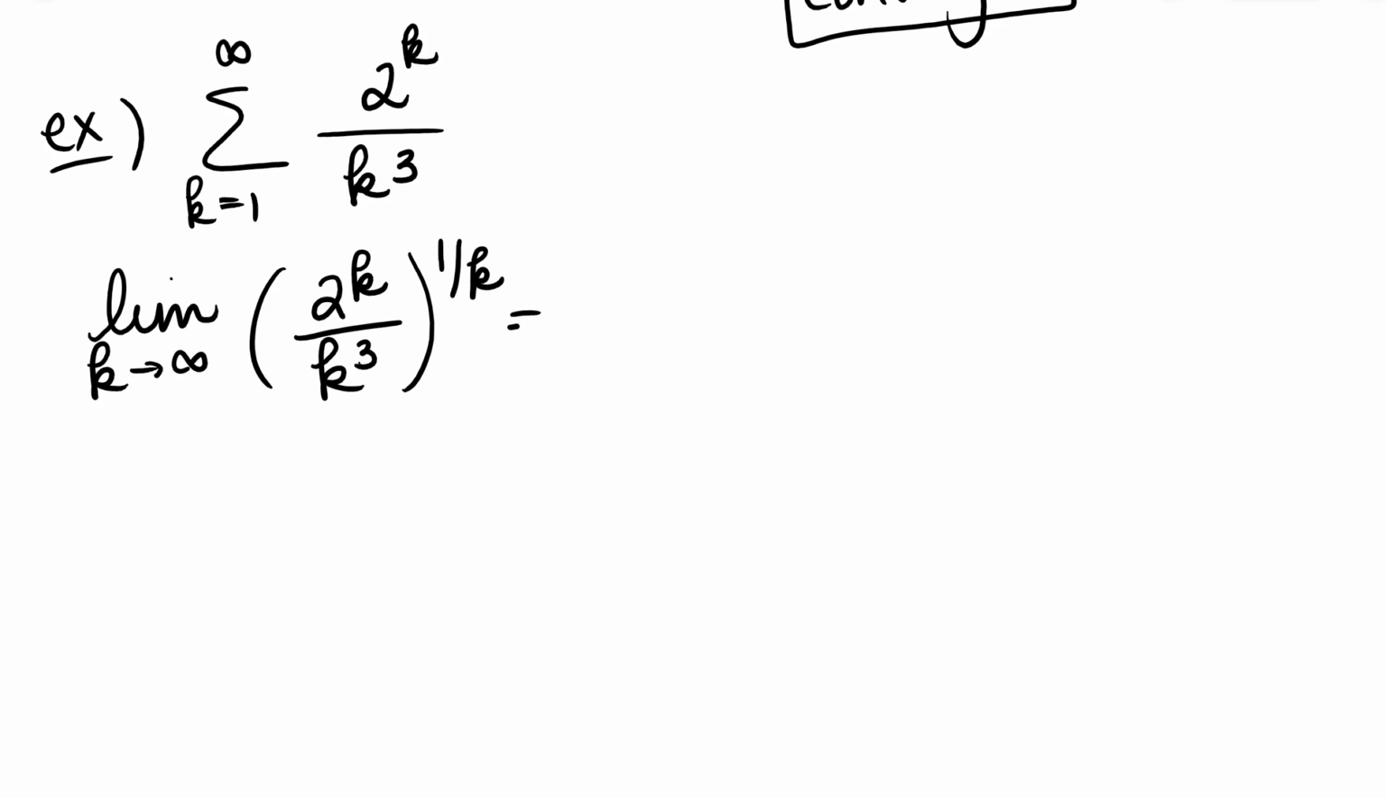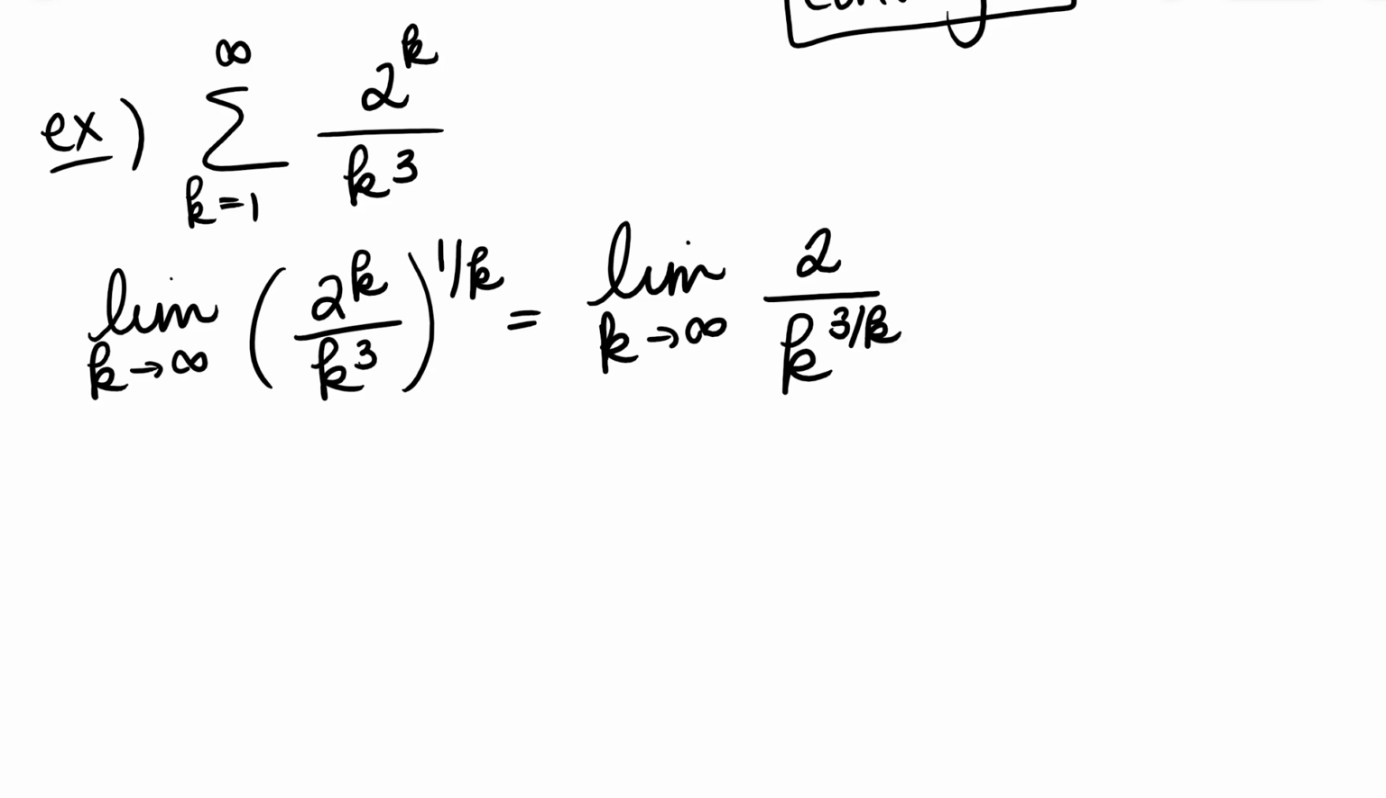1 over k. So if we simplify this, remember when you raise an exponent to an exponent, you multiply them. So I'm going to take 1 over k times k. They'll just cancel, and I'll just get 2. And then here I get k to the 3 over k. So let's investigate this a little bit.